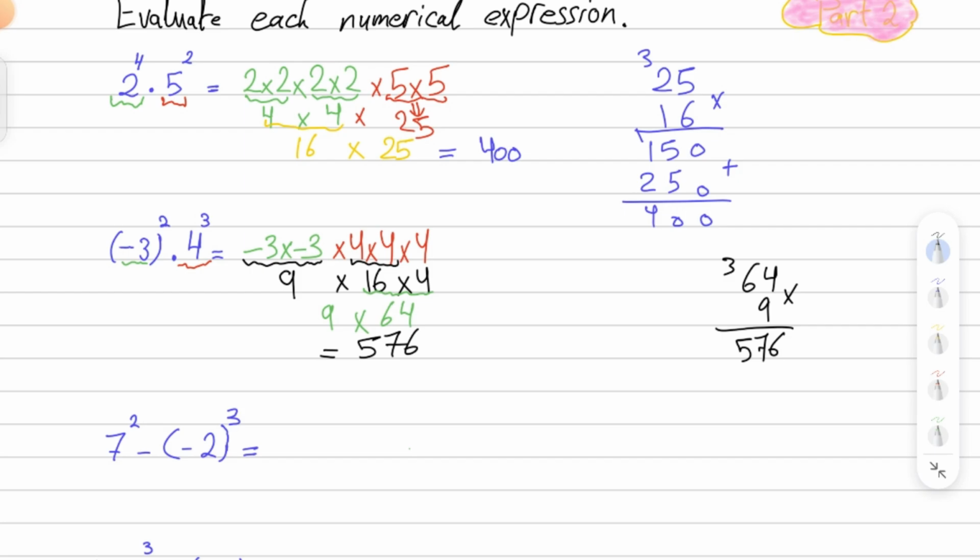Another example. Here we have 7 squared. In the expanded form, it's 7 times 7. Note that here we have a negative sign. Before, we had multiplication. Minus negative 2 cubed. Again, one more time, the exponent here applies to all, to the negative and to the 2. So we can write this as negative 2 times negative 2 times negative 2.